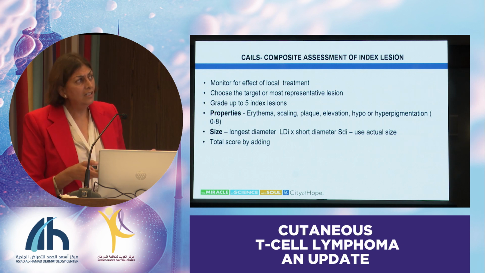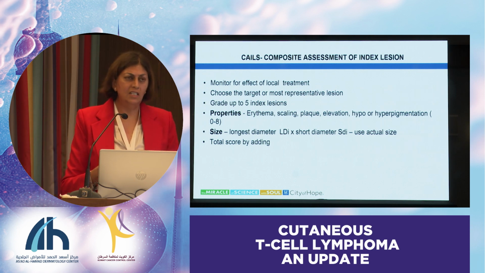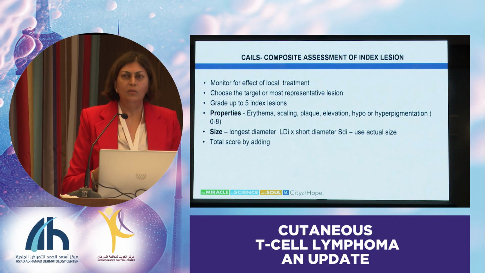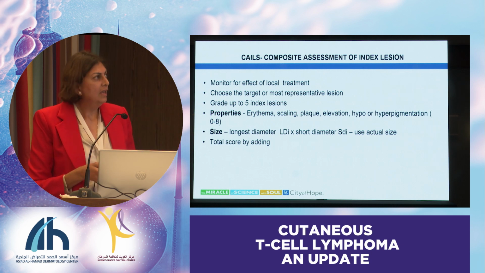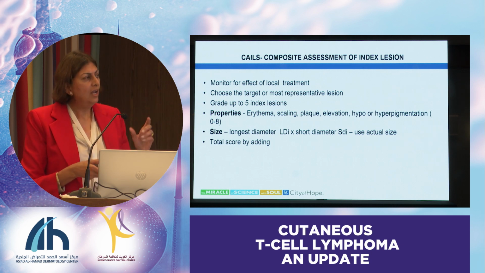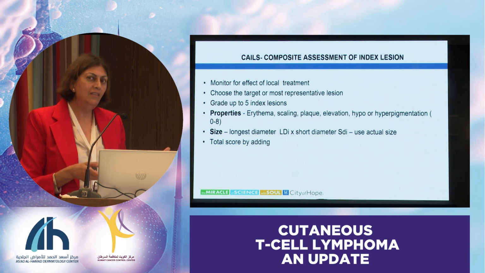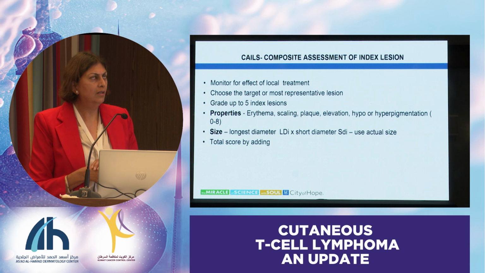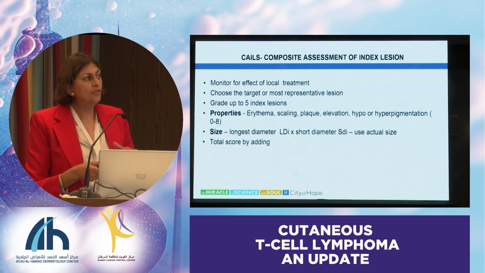There's something called the Kale score, which is used for index lesions, again, to monitor local treatment. So, we talk a lot about skin-directed therapies, but how do you know if they're working or not, especially in a clinical trial? So you actually have to look at the lesion. You can take up to 5 index lesions. These guidelines were published 2 years ago for clinical trials, but they're also useful in clinical work.